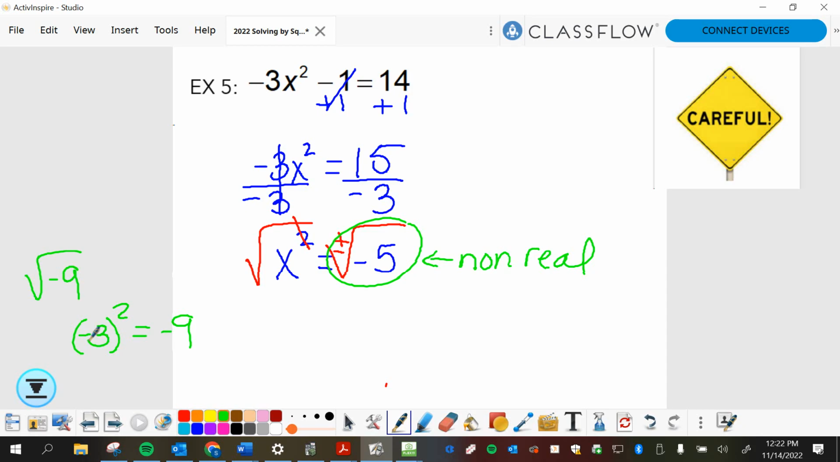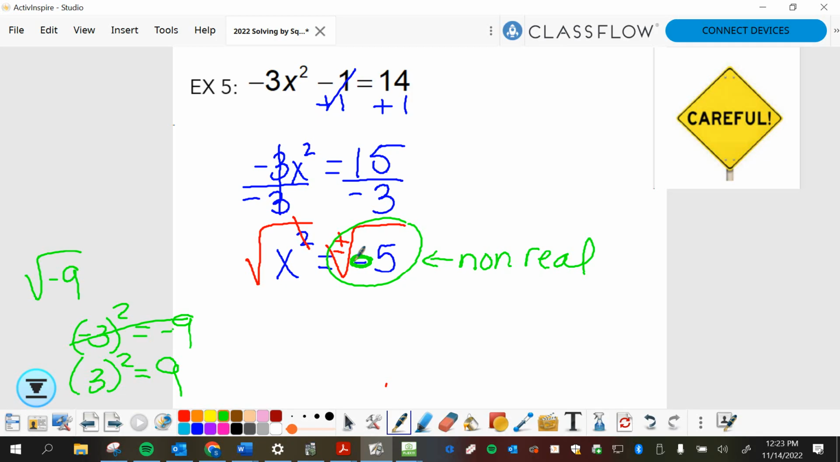I get a positive 9. Well, how about I square positive 3? I get a positive 9. So I'm never going to get a negative 9. Right? You can't take the square root of a negative number. Because there's no number you can multiply by itself to get a negative. You square a positive, you get a positive. You square a negative, you get a positive.